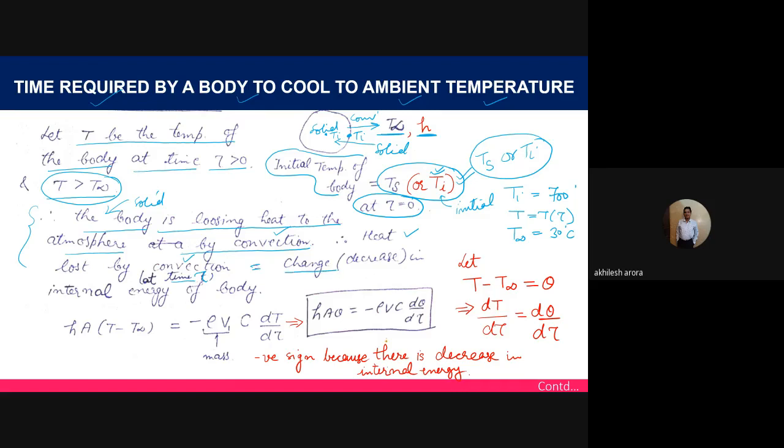So it should be change or decrease in the internal energy of the body. Okay, so that is basically the energy balance. So how to write that? Now you can see it here.